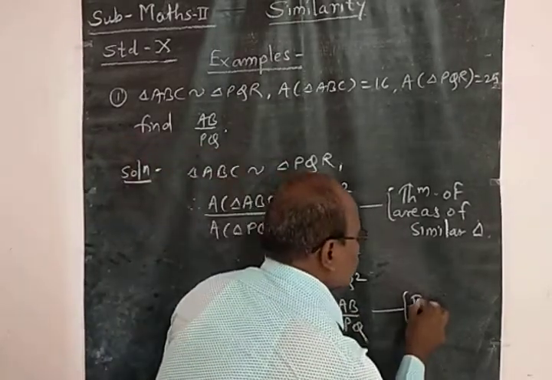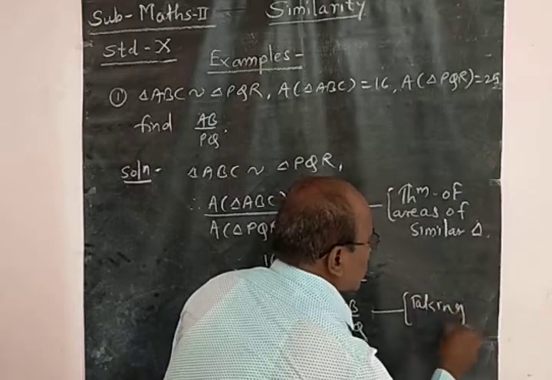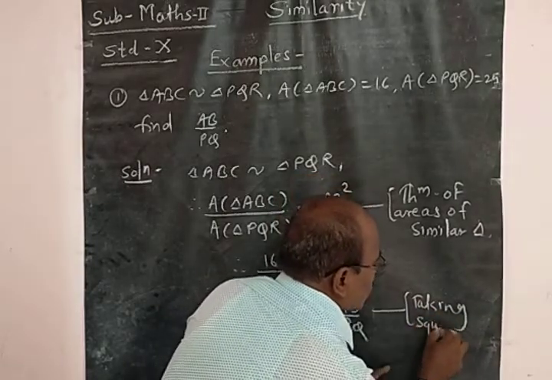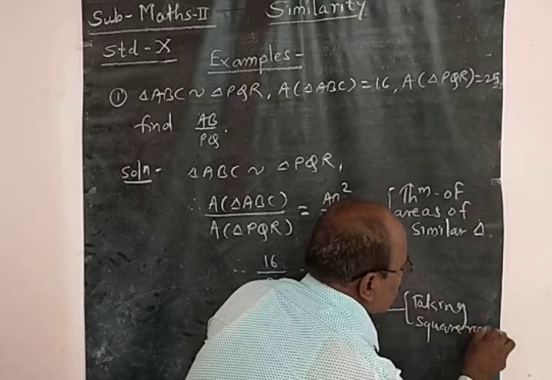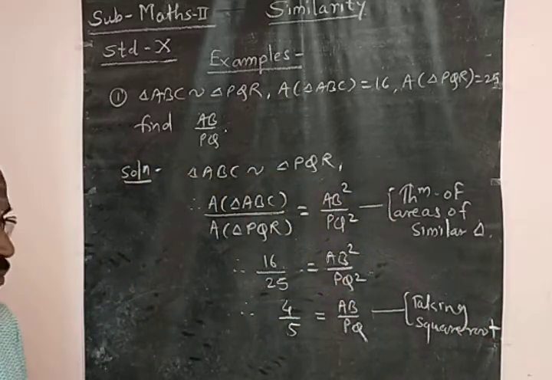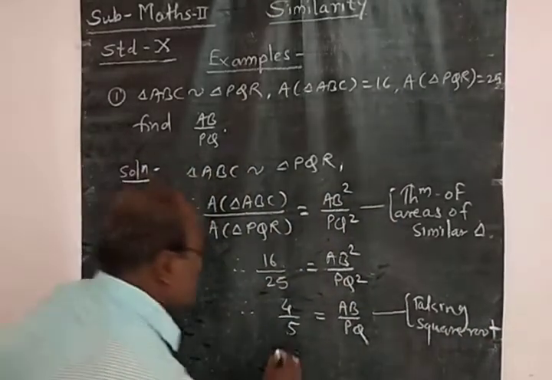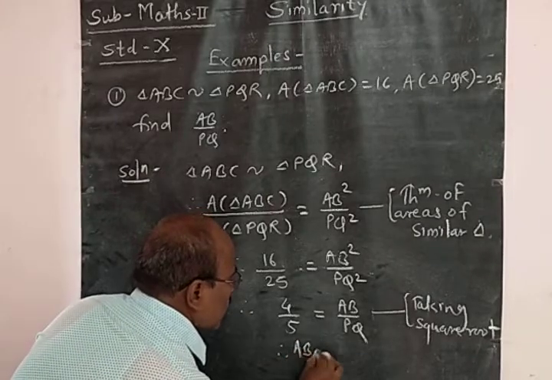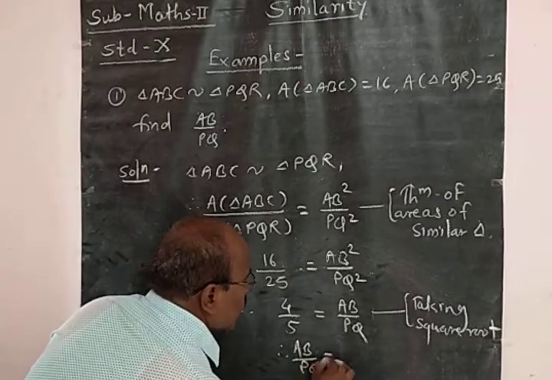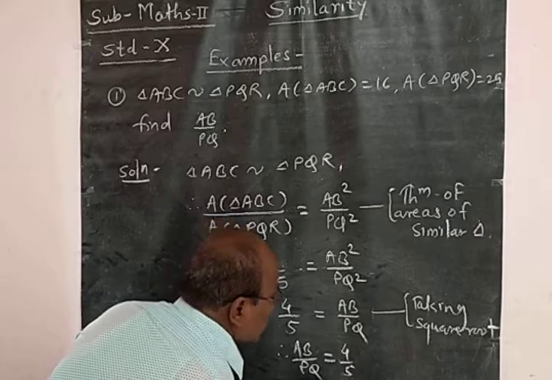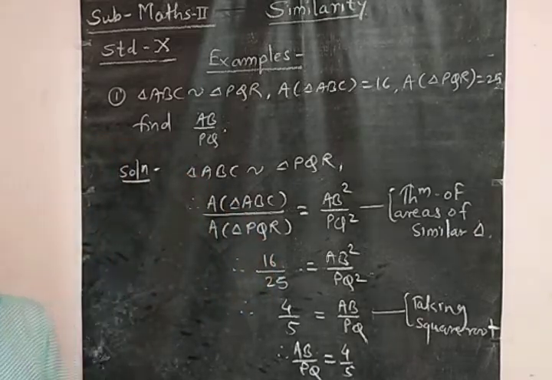Taking square root. Therefore AB upon PQ is equal to 4 upon 5. This is the value of the ratio AB upon PQ.